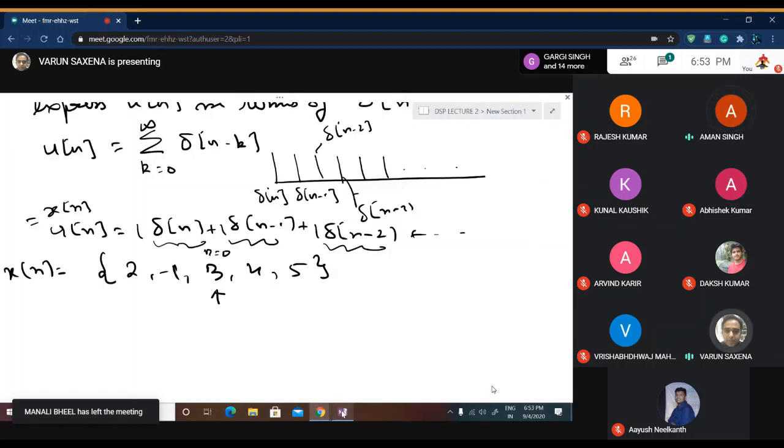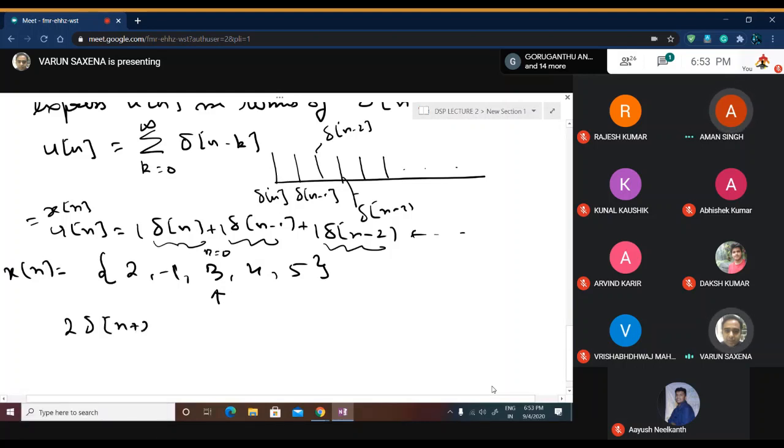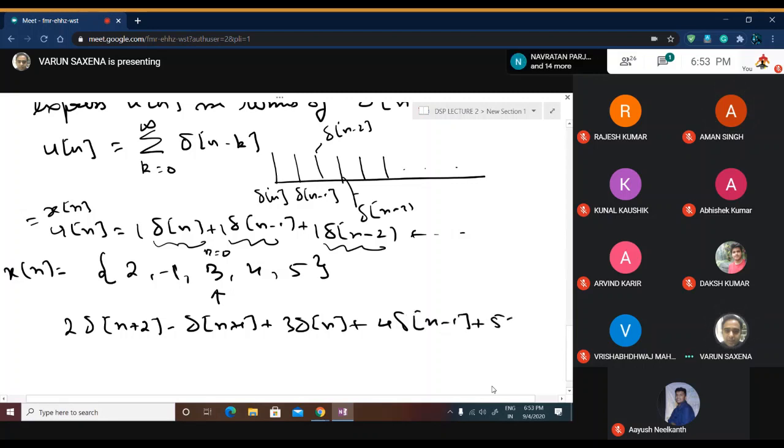Sure, sir. 2 delta n plus 2, minus 1 delta n plus 1, plus 3 delta n, plus 4 delta n minus 1, plus 5 delta n minus 2. Yeah. So this is what you get. Right? So you can write x n as a weighted sum of an impulse train.